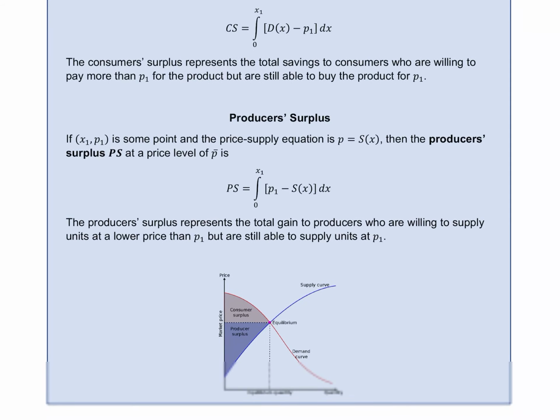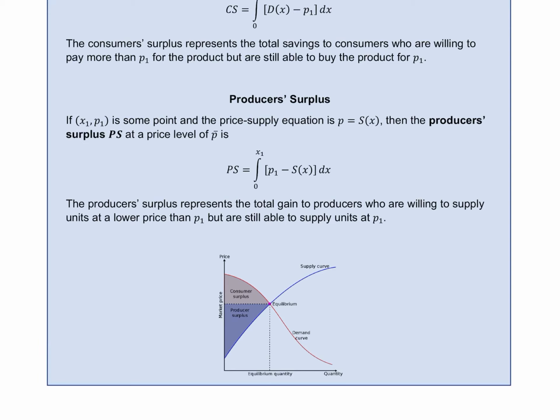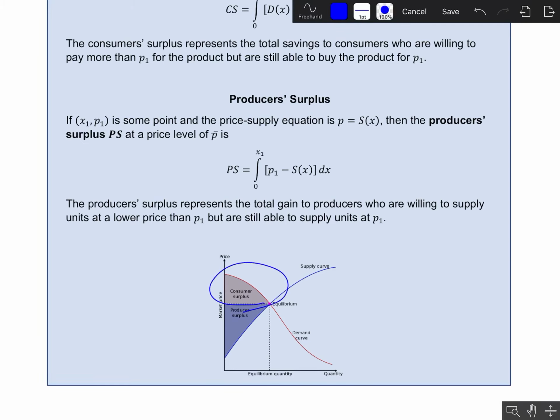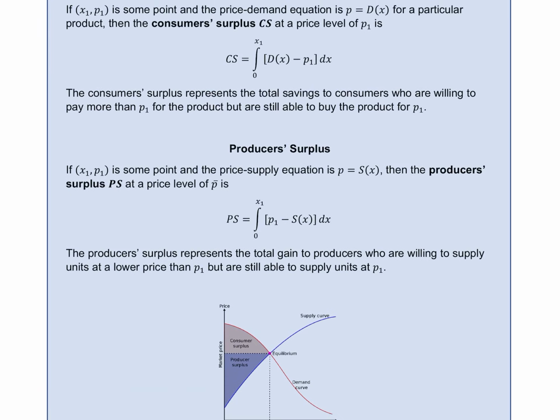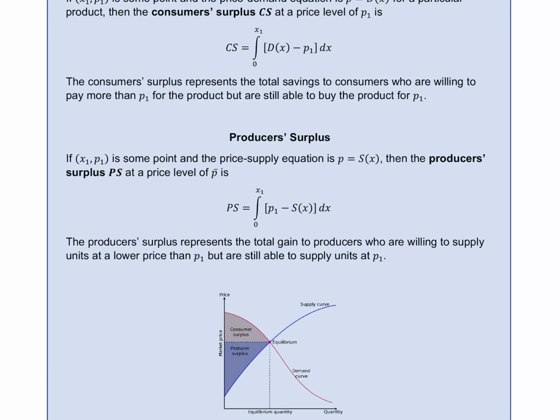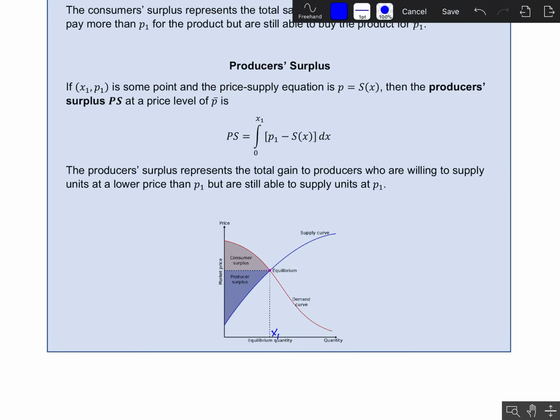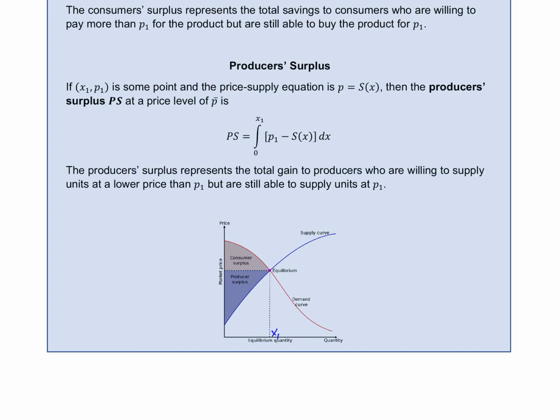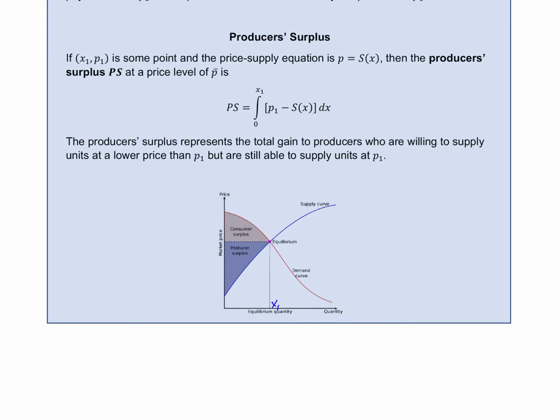But remember that both of these formulas are essentially just an area computation. The consumer's surplus corresponds to this area up here above the equilibrium price, and the producer's surplus corresponds to this area down here below the equilibrium price. Both of these are integrals from 0 to x1. So both will require us to know the equilibrium quantity, the x-coordinate down here. This is x1. So we might need to find the equilibrium quantity first before we can set up this integral.